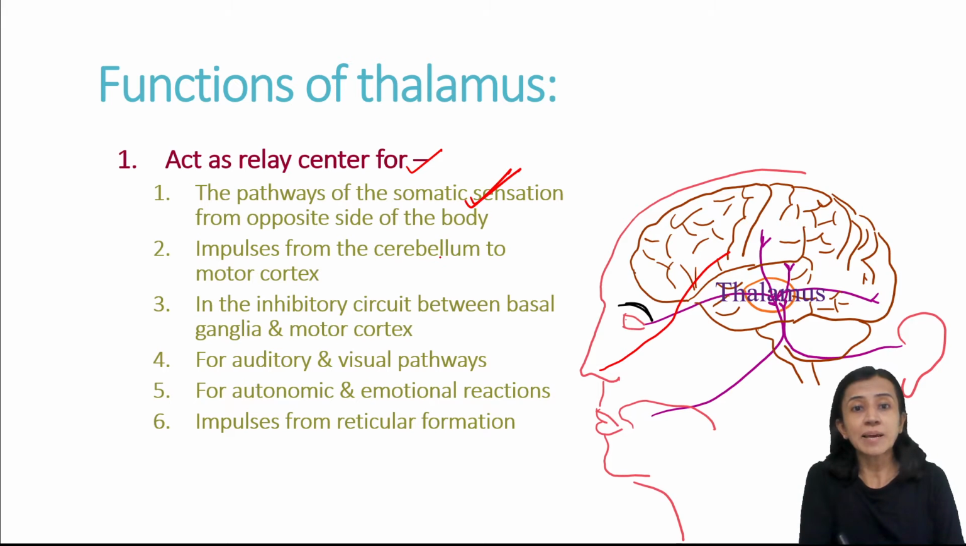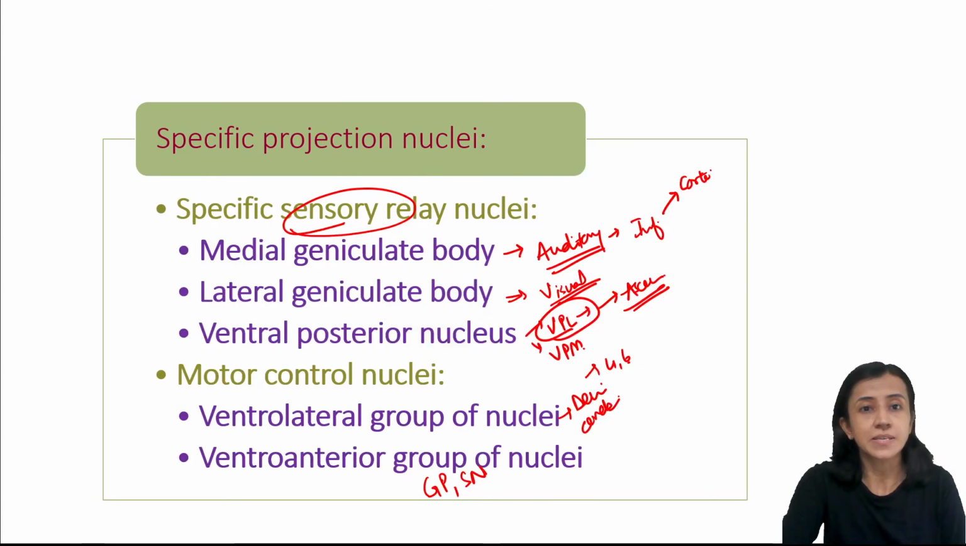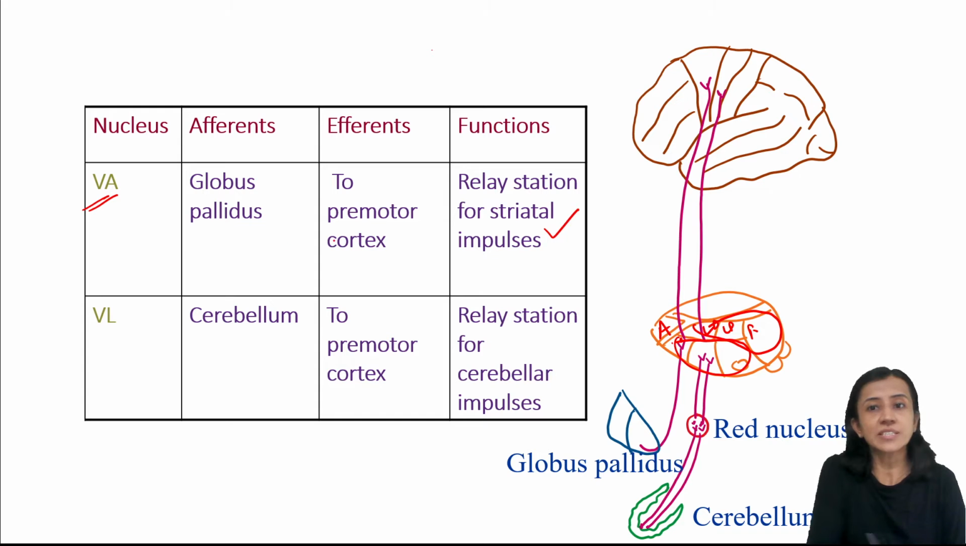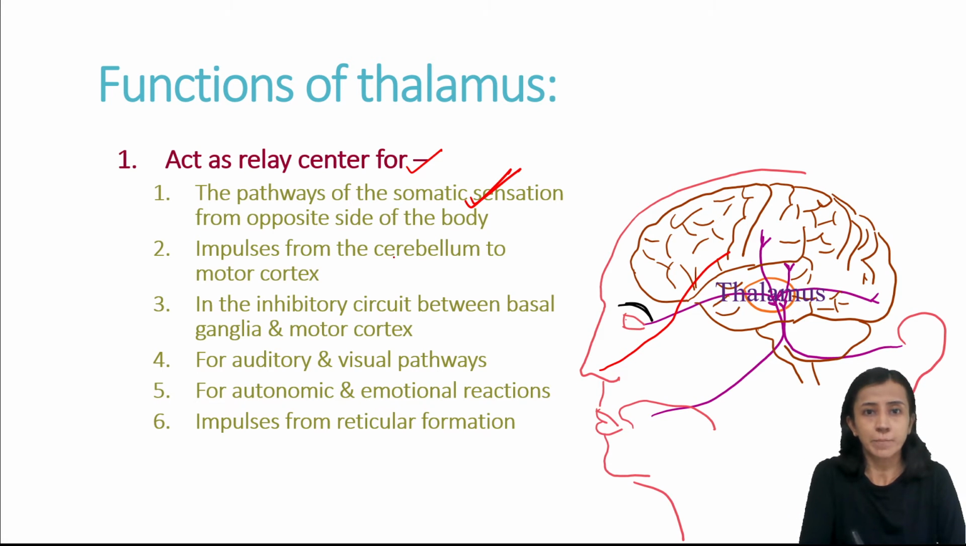Then impulses from cerebellum to cortex, as we have discussed. Okay, the dentatothalamic tract, right? That is connected with the dentate nucleus, then to the red nucleus, then the ventral lateral nucleus of the thalamus. We have discussed this. So impulses from cerebellum to the motor cortex, then impulses from basal ganglia, we have discussed the basal ganglia part, that is globus pallidus to the ventroanterior nucleus here. So basal ganglia to cortex is also relayed in the thalamus and then they can go up. Then the auditory and visual pathways: auditory through the medial geniculate body, visual through the lateral geniculate body.